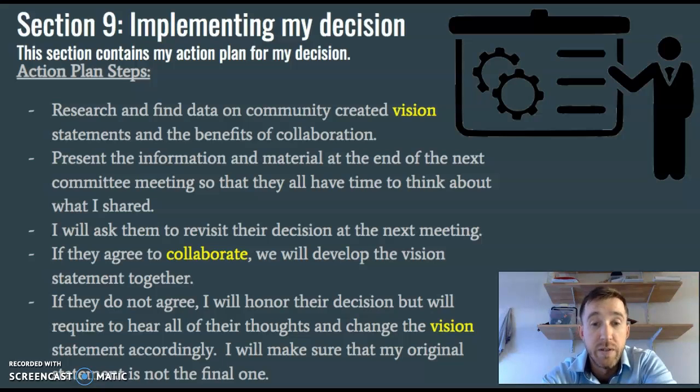If they do not agree, I will honor their decision to make my own vision statement, but I will require to hear all of their thoughts about it after hearing it and then change the vision statement accordingly. So I will make sure that the original one I present to them is not the final one that gets sent to the superintendent and the board for approval.